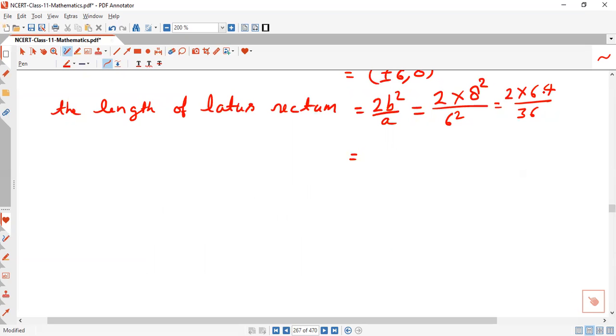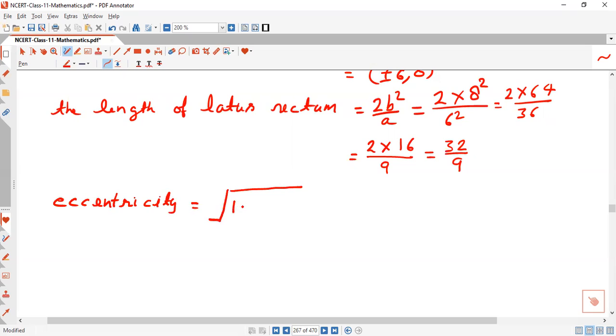So we find out that this comes out by 4, 2 into 16, 4 into 64, and 4 it comes out 9. And now we see 32 upon 9. Now the eccentricity of the hyperbola must become higher than 1. Eccentricity of hyperbola: the formula is under root of 1 plus (b upon a) whole square.